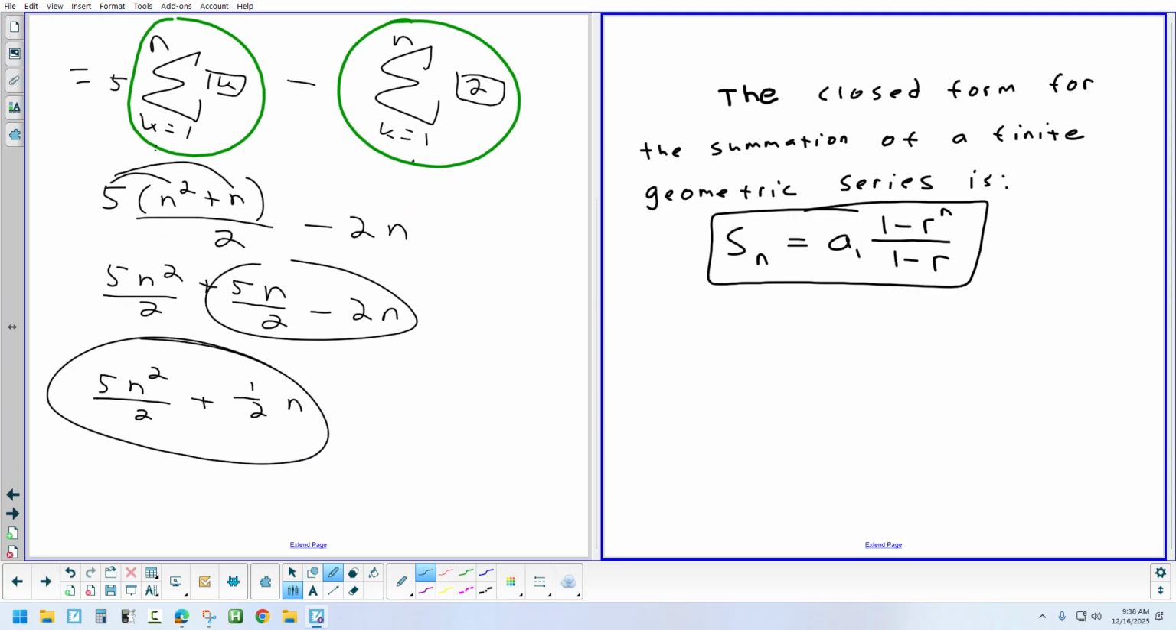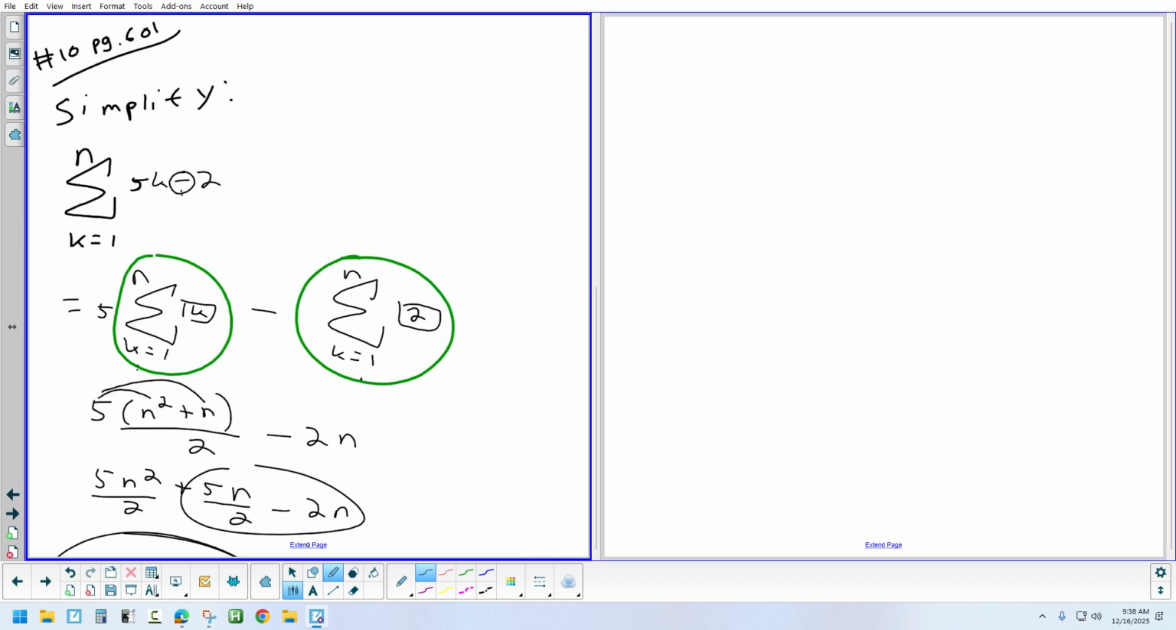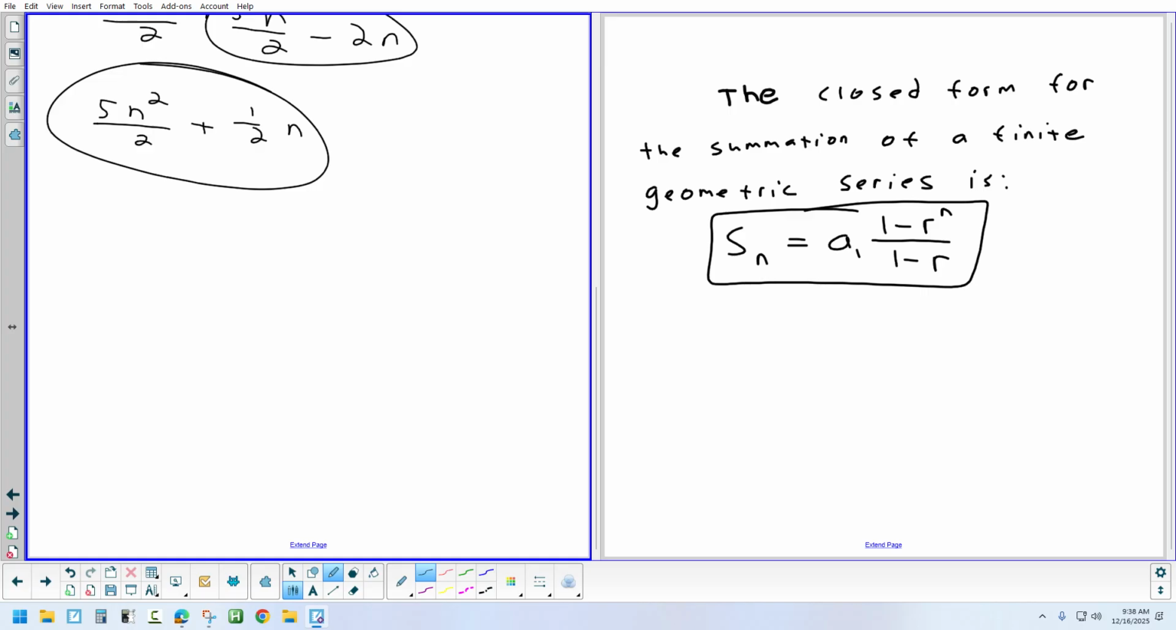Okay, it relies on knowing 2 things. A1 is the first term in the sequence. And R is what you multiply by each time. So let's try that formula on the one that I just had.